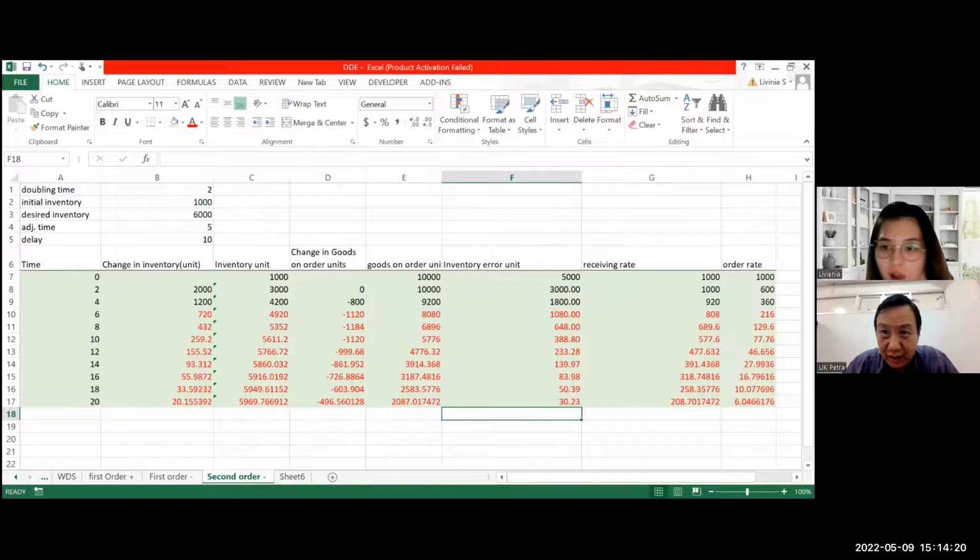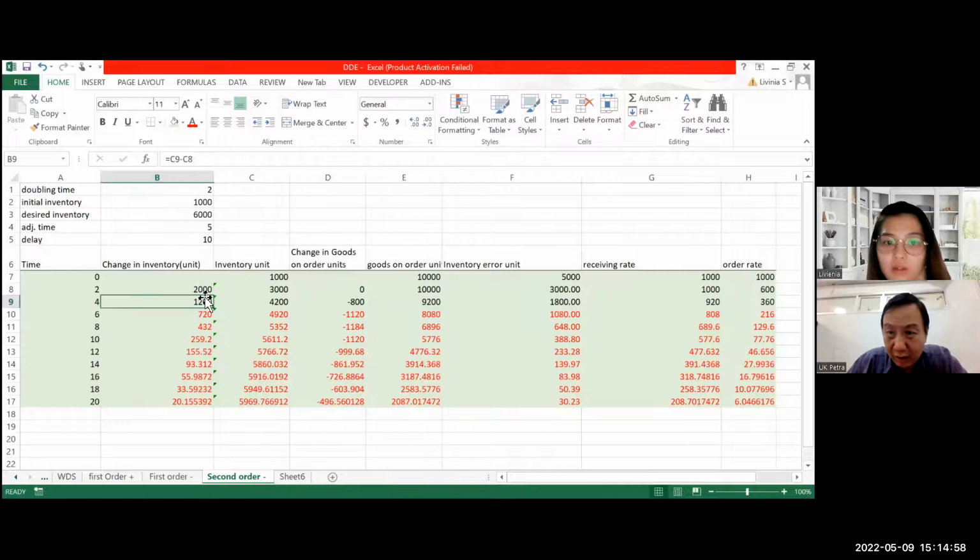Why? Maybe the DT again. This one is the DT, yeah. So why is it different here? Debugging. The receiving rate is supposed to be 1000, 1001. Oh, yeah, the next row is incorrect. I don't know why. Delay order is correct, 10. Adjustment time, order rate. Order rate has no change, right?